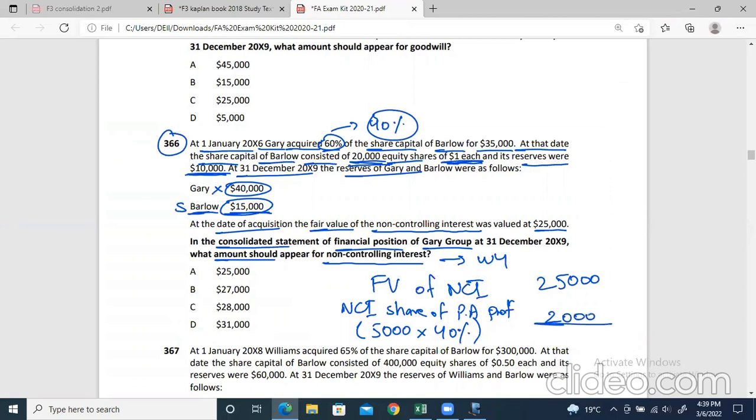Right? So if we add these both amounts together, we will get the final answer as 27,000. And this is the working for answer of non-controlling interest. That is option B, 27,000. Okay. Okay, got it clear?